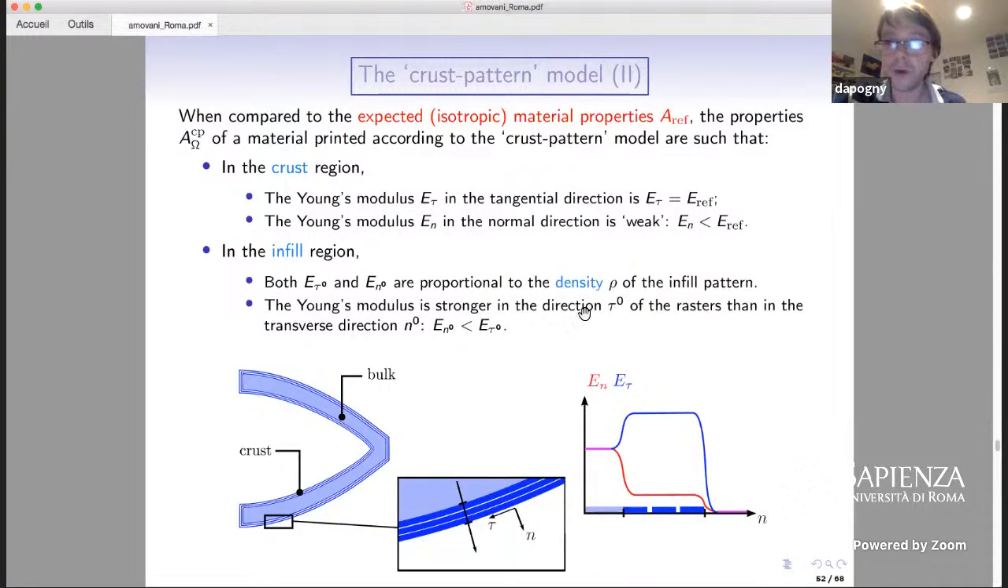And in the infill region, then you have a tangential direction to the rasters and a normal direction to the rasters. And for the same reason, we expect that the Young's modulus will be that of the reference material in the tangential direction to the rasters and weaker in the normal direction to the rasters.